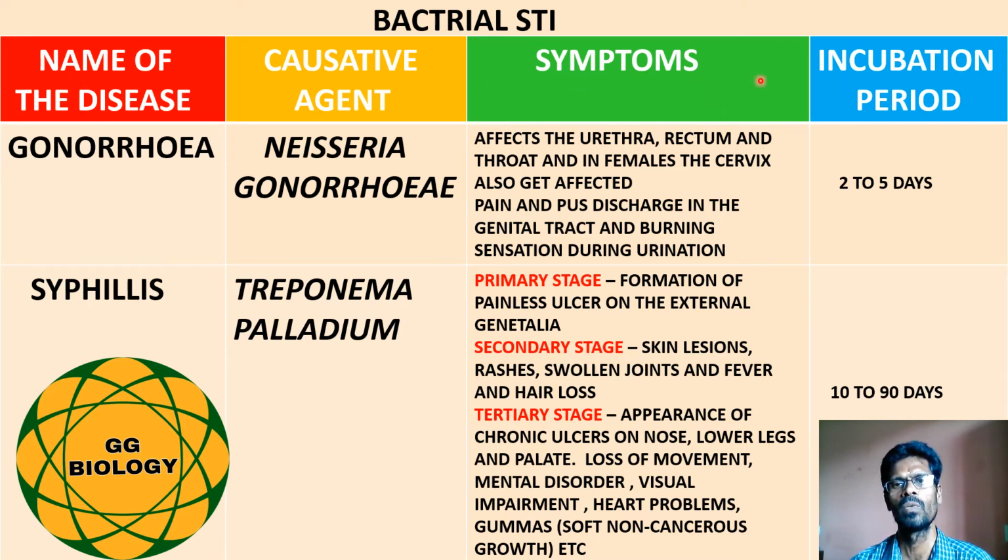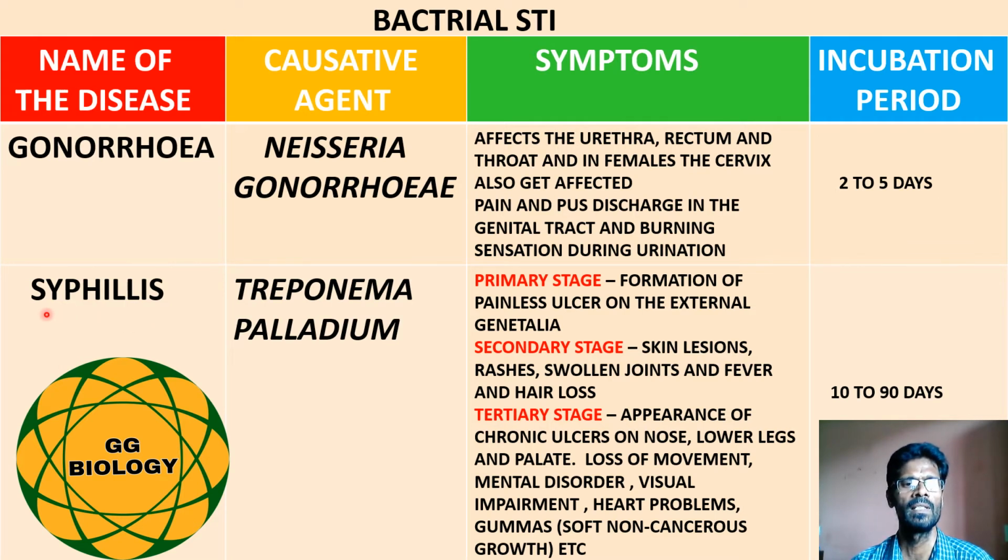So this is also very important from 1 or 2 marks point of view. The first disease happens to be gonorrhea. The causative agent for gonorrhea is Neisseria gonorrhoeae, and the symptom of this disease is that it affects the urethra, rectum and the throat. In females, it also affects the cervix. It also leads to pain and pus discharge in the genital tract, as well as a burning sensation while passing urine. The incubation period of this disease is 2 to 5 days.